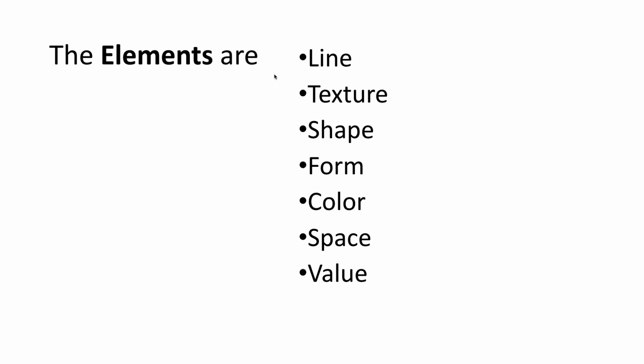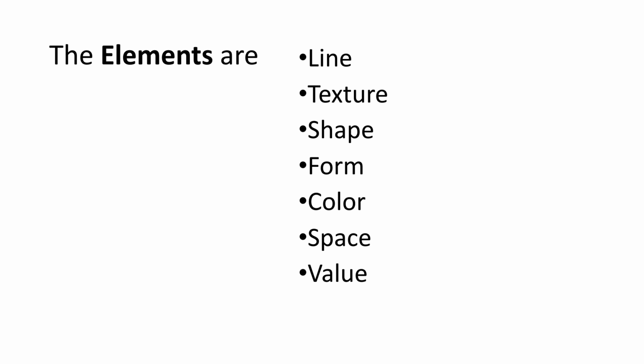So there are ways to put these things together, these elements and principles. The first one we're going to talk about are the elements: line, texture, shape, form, color, space, and value. They are used together with the principles that we are going to see in a little while. And after we go through all of these things, what I hope you get out of it is that there are certain things about a work of art that are going to make it more successful than other works of art.